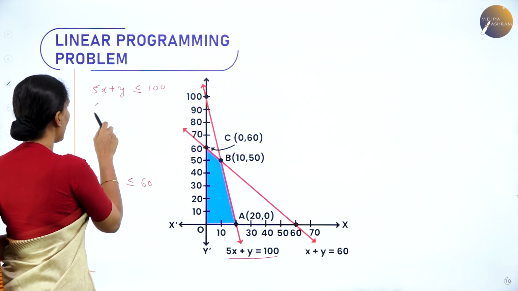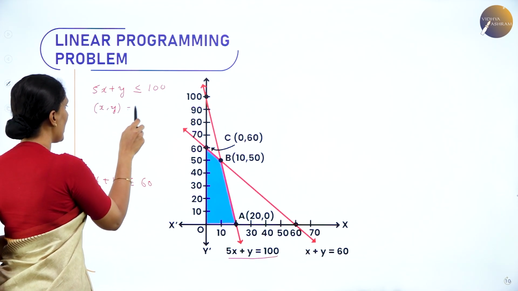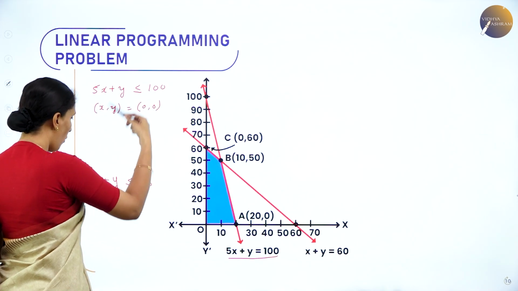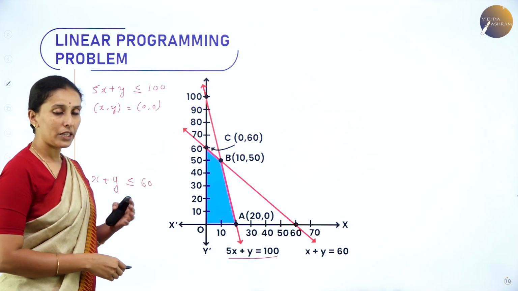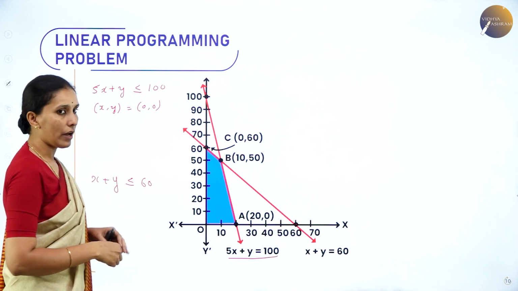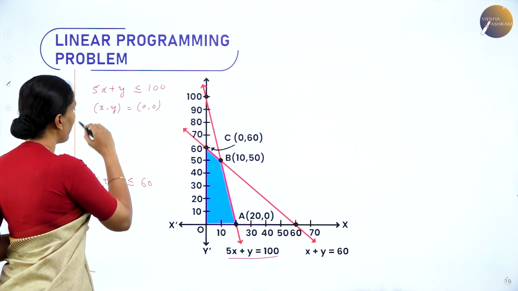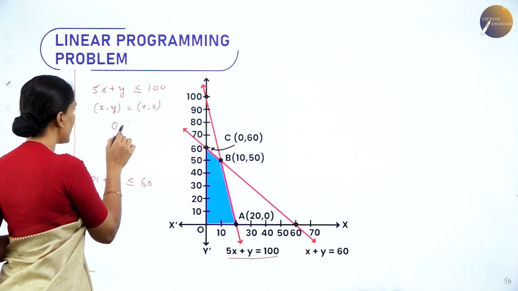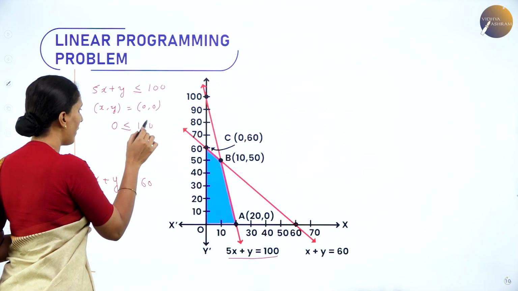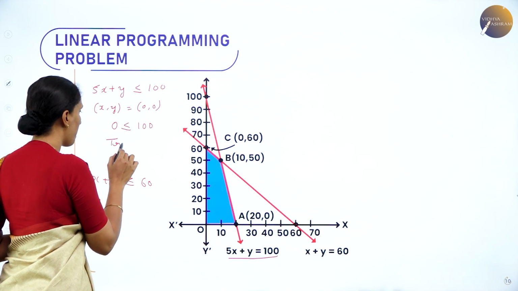Once we take x comma y as 0, put it as 0 comma 0. So for how many inequalities? You need to take the value x comma y as 0 comma 0. If you place x as 0 and y as 0, we get the inequality 0 less than or equal to 100, and this is a true statement.